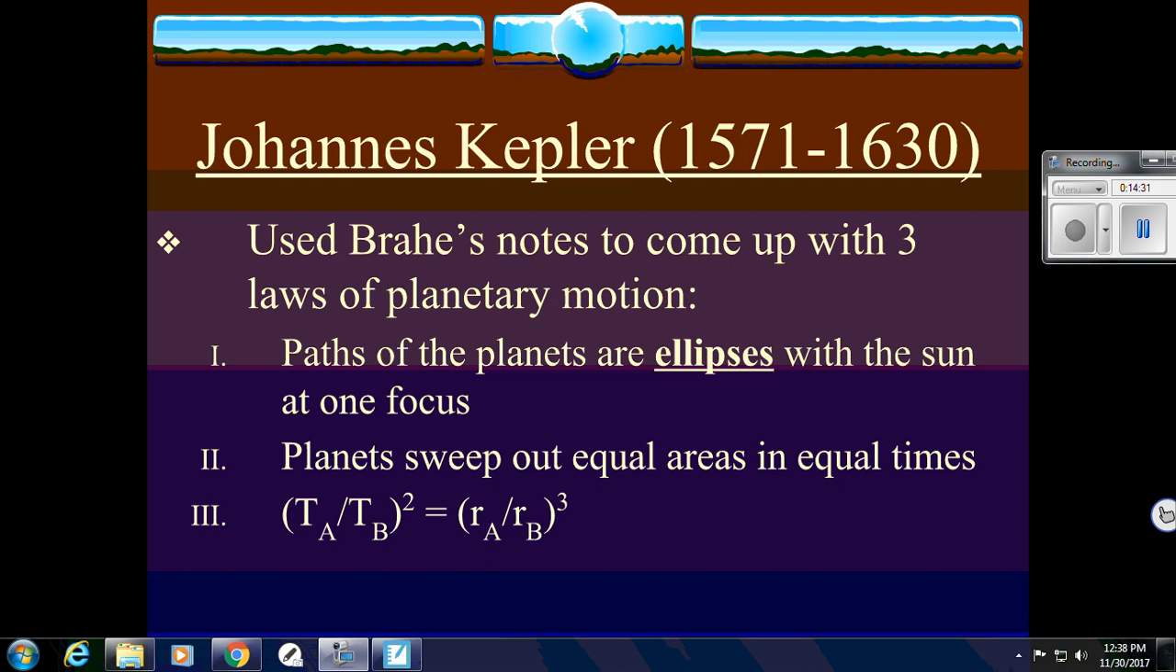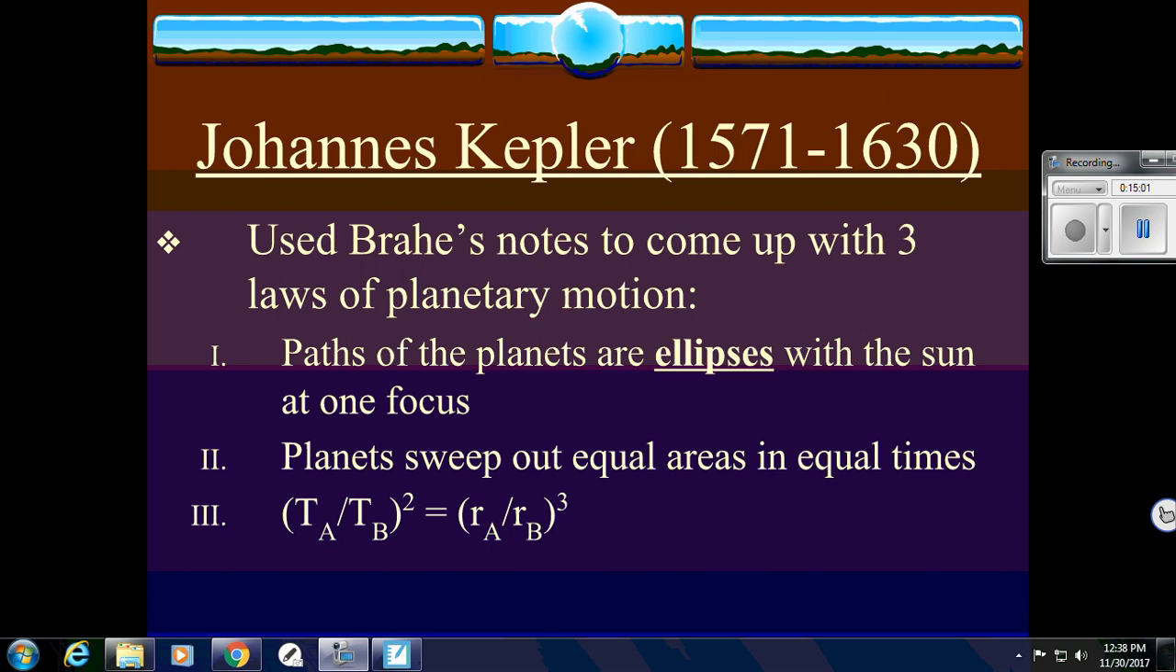He didn't know why planets move faster when they're closer and slower when they're far away, and he didn't know why there was a relationship between the period of a planet's orbit and the radius of its orbit. But every planet, you pick any planet, and you take how long it takes to go around, and you square that number, and you divide it by how far away it is cubed, and that ratio is the same no matter which planet we're talking about. Mercury, Venus, Earth, Mars, Jupiter, Saturn, Uranus, Neptune, that's the same. It's weird. Now, he didn't know why, but he knew it was true, okay?